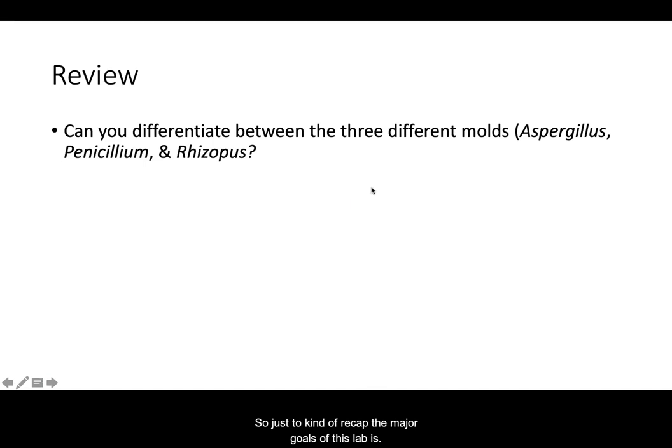So just to recap, the major goals of this lab is understanding that molds have a characteristic appearance, but that there are certain characteristics that you can use within a mold when you're evaluating it to say what mold might that be. So we're just using 3 specific molds, Aspergillus, Penicillium, and Rhizopus. So both macroscopically and microscopically, can you identify the differences between them?